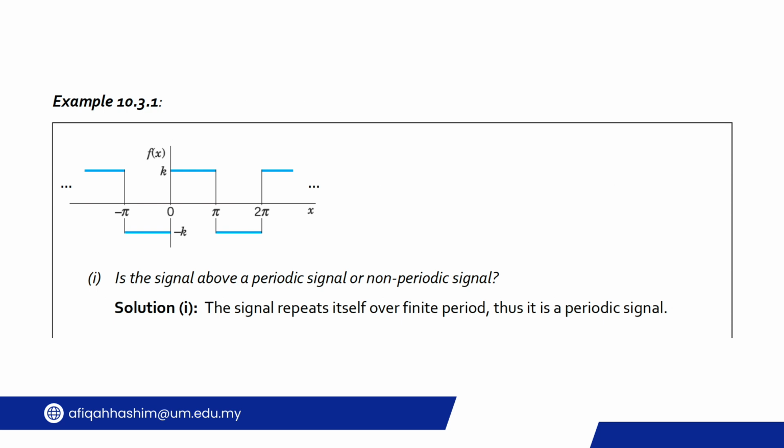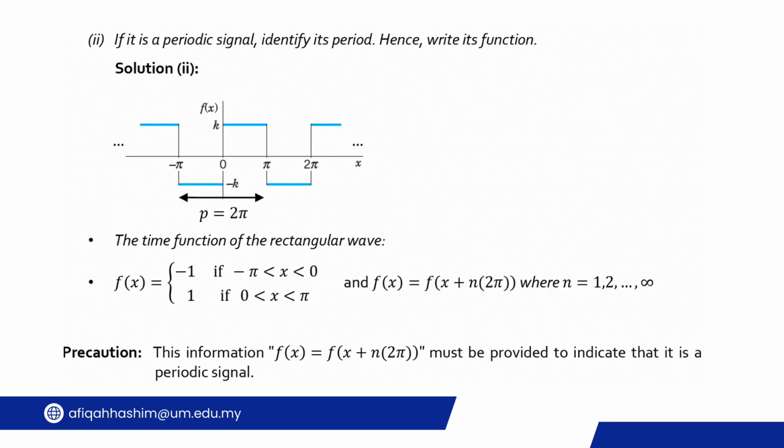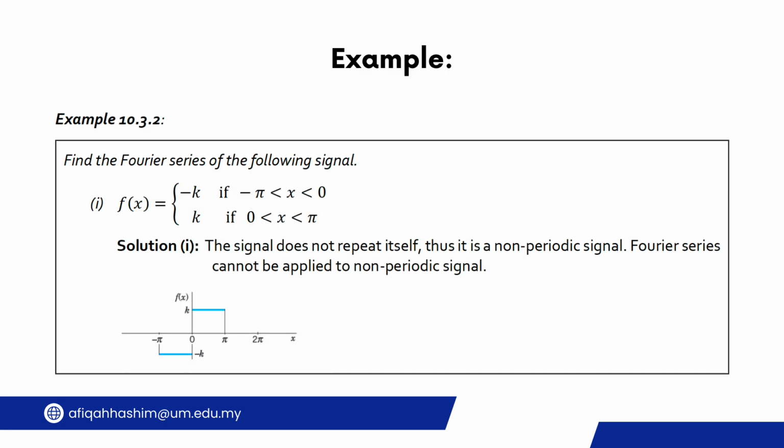You know how to write the function: f(x + nP) = f(x). So here, what is the value of P? We can start from negative pi to pi, so we have this pi and 2 pi. So P is equal to 2 pi. The period is equal to 2 pi. Whenever you see this equation f(x + nP), you know that this signal is a periodic signal.